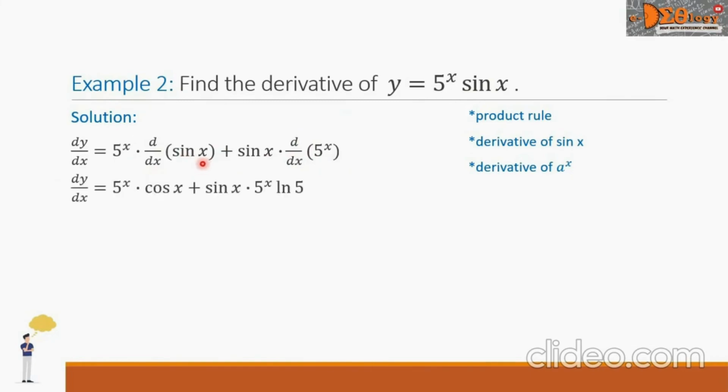So the derivative of sine x will be cosine x. The derivative of 5 raised to x will be 5 raised to x times ln of 5. We can see that we have two groups here and there is a common factor, and that is the 5 raised to x, and we can factor that out. So our final answer is 5 raised to x times the quantity cosine x plus ln of 5 times sine x.